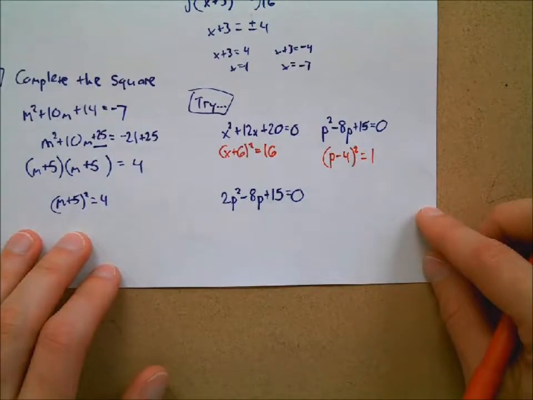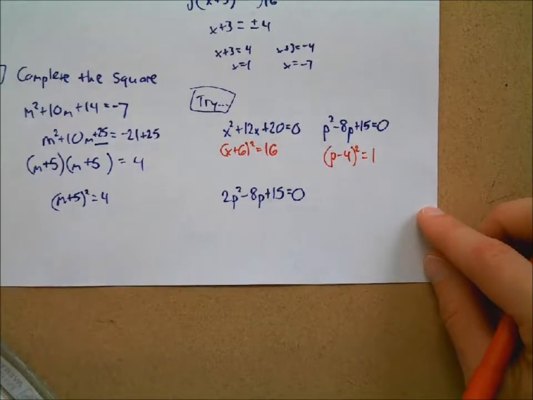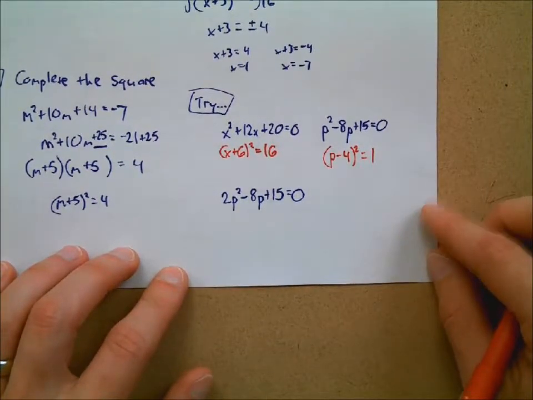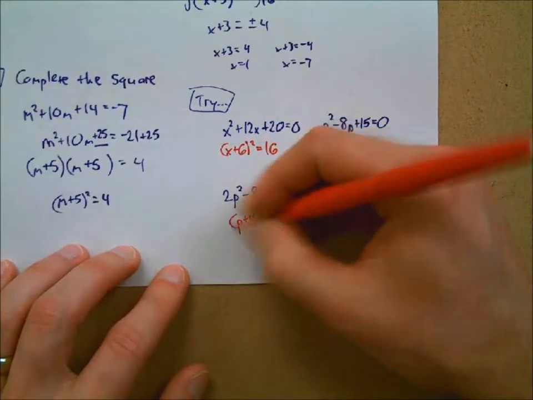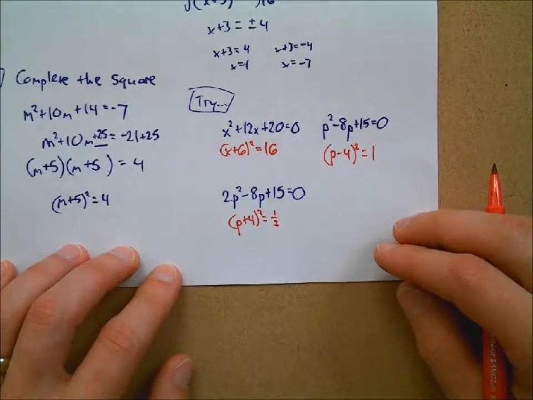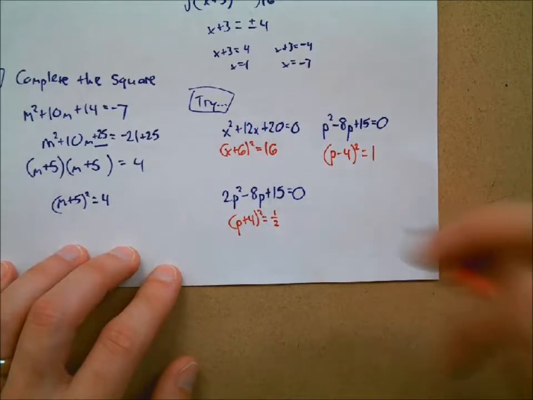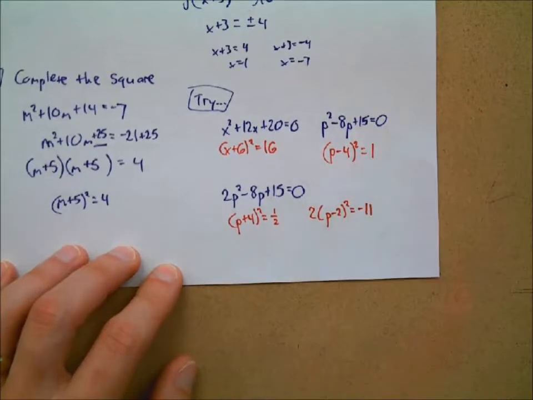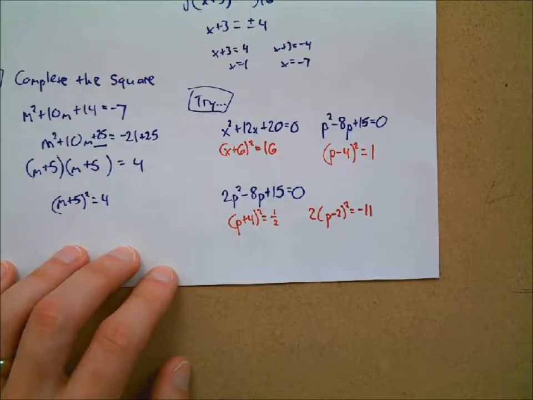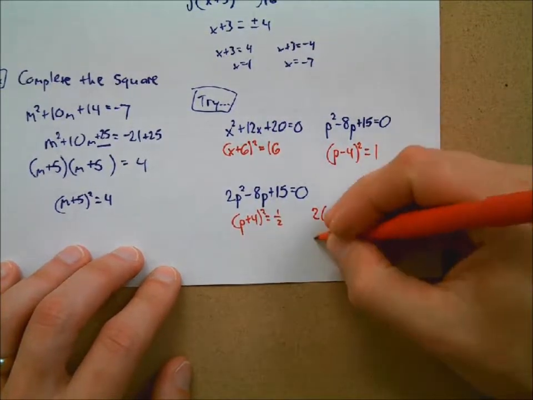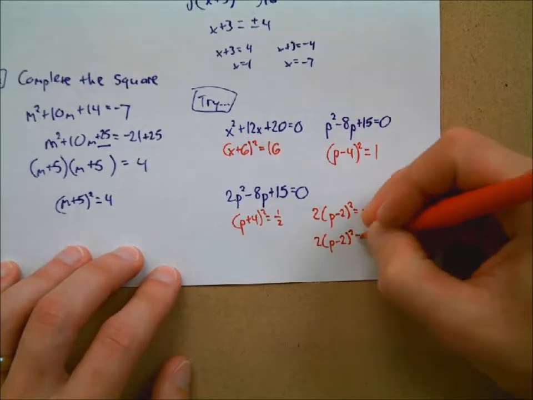All right, Emma, what'd you get? I got p plus 4 squared equals 1/2. Okay. Anyone else get something different? Okay. 2 parentheses p minus 2 parentheses squared equals negative 11, like that. Okay. Anything else? I got the same as the second one except negative 7. So 2 parentheses p minus 2 squared equals negative 7, like that? Yeah. Okay. Anything else?